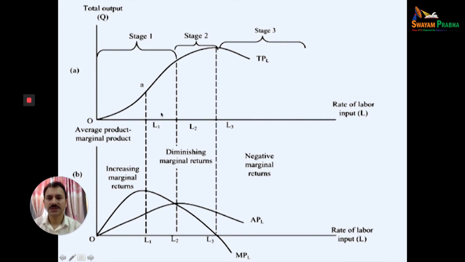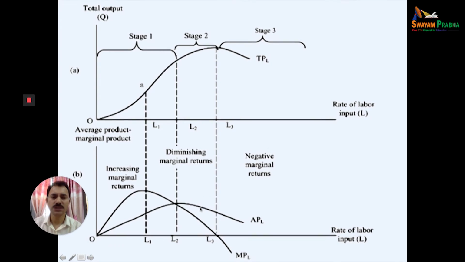The second stage here. In the second stage, total product continues increasing at a diminishing rate until it reaches its maximum point at the end of this stage. End of this stage means when MP will be 0, this will be maximum. This is the end of the second stage. Both average product and marginal product diminish here. AP and MP both diminishing, but both are positive.